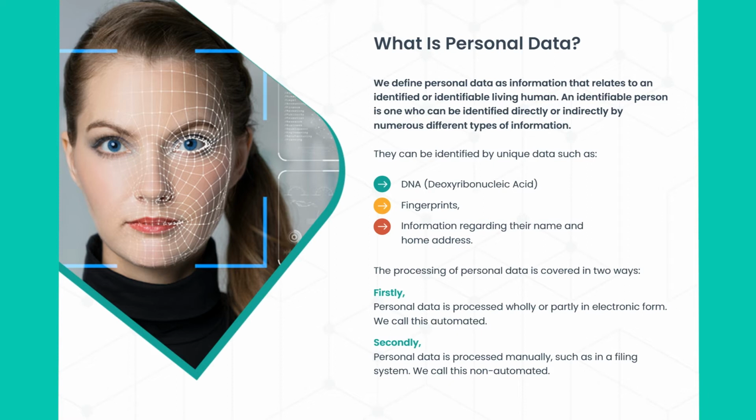The processing of personal data is covered in two ways. Firstly, personal data is processed wholly or partly in electronic form. We call this automated. Secondly, personal data is processed manually, such as in a filing system. We call this non-automated.